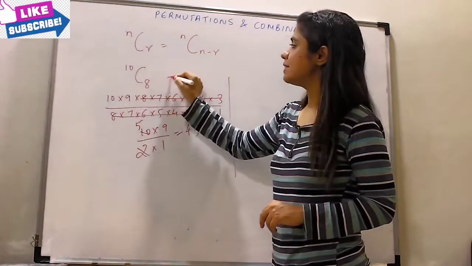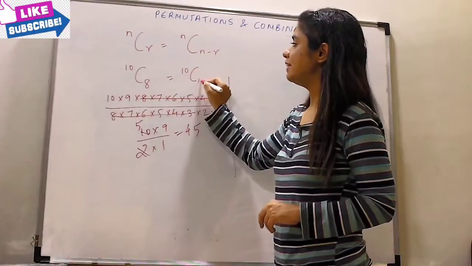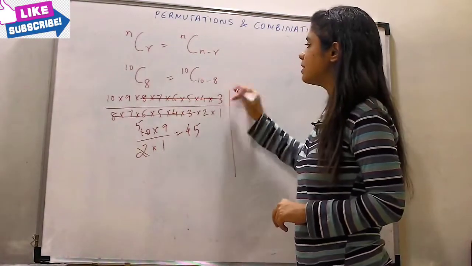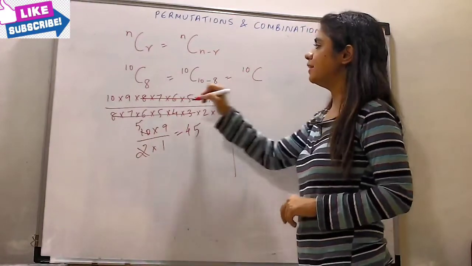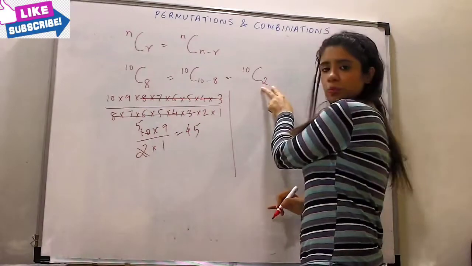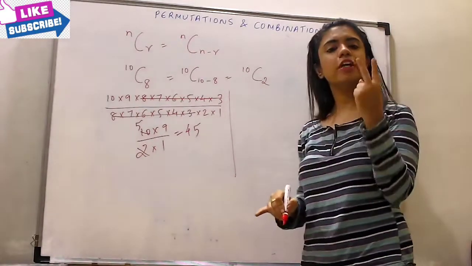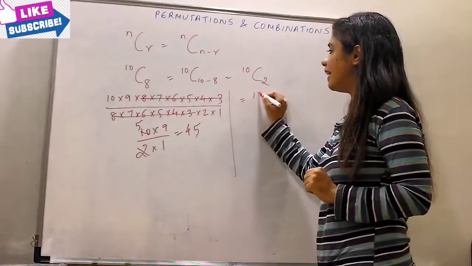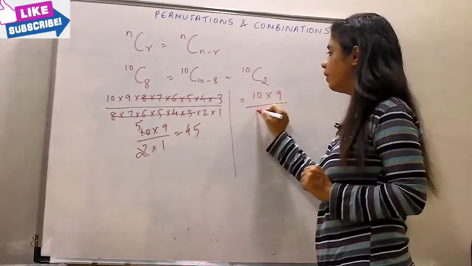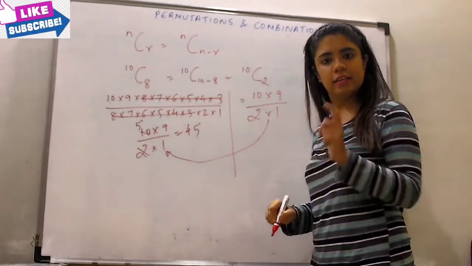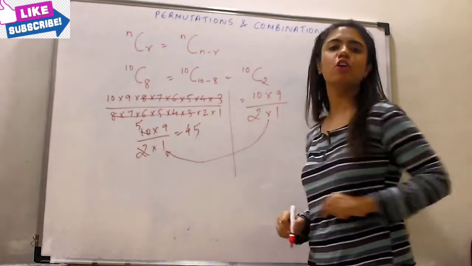10C8 is the same as 10C10 minus 8 as per this concept. So what does this become? 10C10 minus 8 is 2. So this number is 2. It's a small number. You have to write 2 digits in the numerator, 2 digits in the denominator. So that will be 10 into 9 upon 2 into 1, which is the same as this. Correct? So this simplifies your sums.